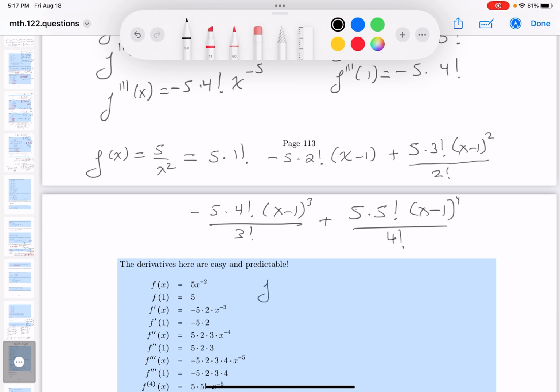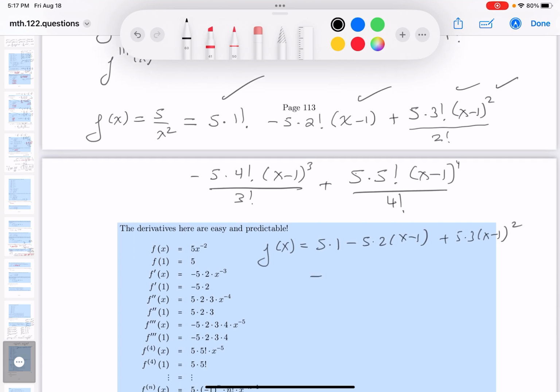So what's f of x going to be equal to? I'm just going to say, 5 times 1. What's the next one going to be? Minus 5 times 2, x minus 1. What's the next one going to be? 5 times 3, x minus 1 squared. That's easy. All right, let's put the next one down. Minus 5 times 4, x minus 1 cubed.